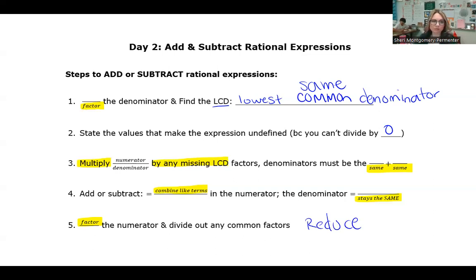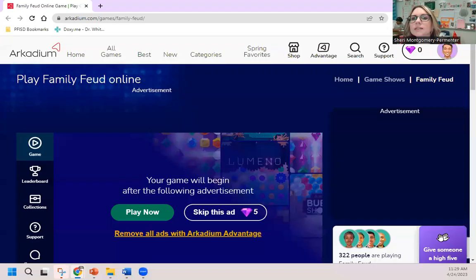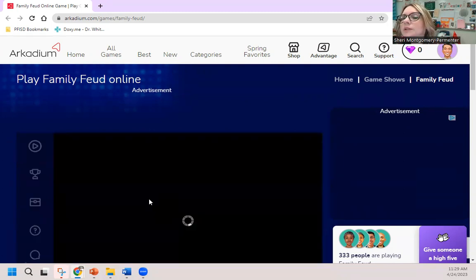All right, before we get going, I actually have a brain break before we even get started. A student provided this one. So this is going to require you to be interactive. If we're interactive in round 1, then we will play round 2 and round 3.